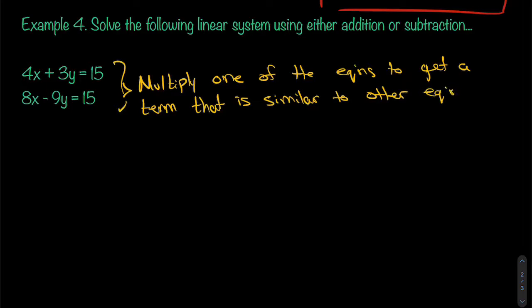You could also divide. Multiplying is generally better because you won't get stuck with fractions. So let's think about what we can do to this equation to get either 4x to 8 or 3y to 9? What can we do? We can do 2 things right here. We can either do 4 to 8, in which case we multiply everything up here by 2, or we get 3 to 9. I'm going to choose the easier route, which is just doubling everything.